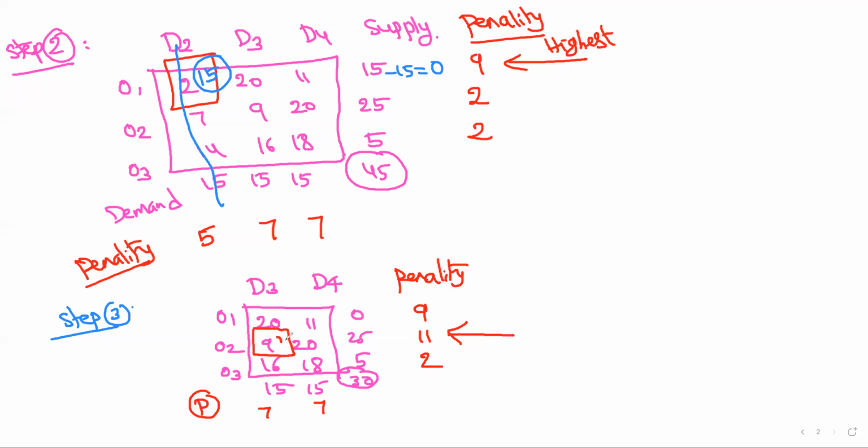25 versus 15, I have to give 15. So D3 is satisfied. What is left is 25 minus 15, which is 10. And now step 4.